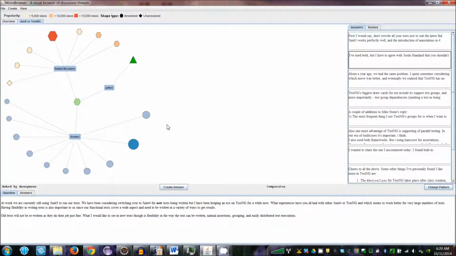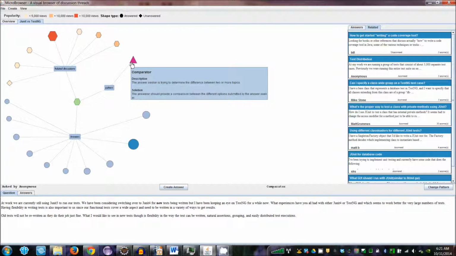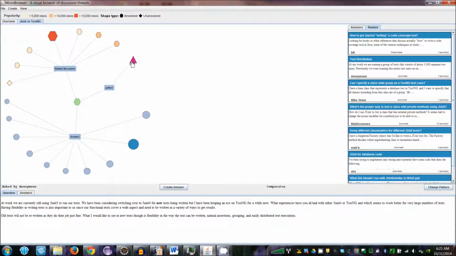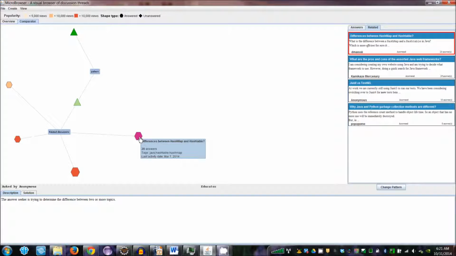We know that the pattern associated to the discussion is called comparator. Mousing over the pattern node, we know that the description of the pattern can lead us to samples of other discussions performing comparisons. We open up the details of the pattern, and now we can find other discussions performing comparisons.